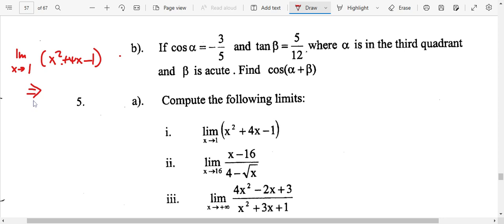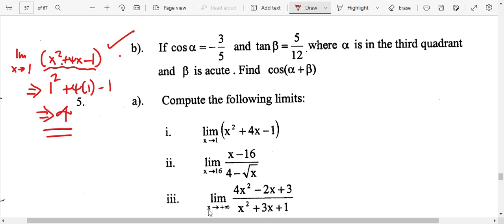What I think, just get one, you put where there is x. Like that. So the answer is 4. As simple as that. So that's the limit. This is the simplest if you've been given something straight like that. It only becomes complex when it is a fraction. That's when things begin to complicate.